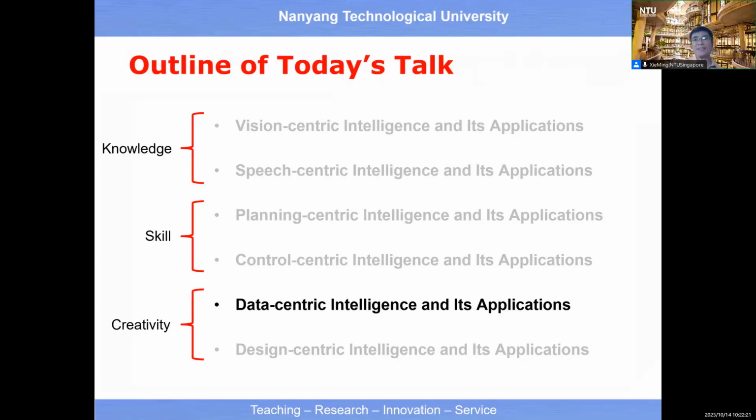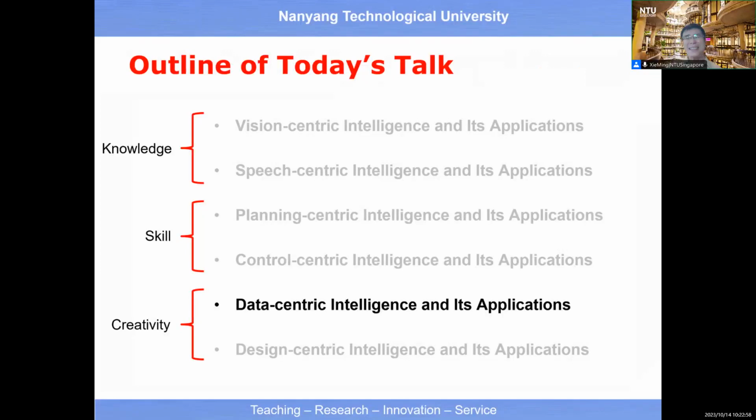So just now we have gone through these two typical categories of skill-centric application, which could be enabled by AI system. All right. Now we move on to the highest level of intelligent mental activity, right? That should be the creativity-centric application, which could be enabled by AI. All right.